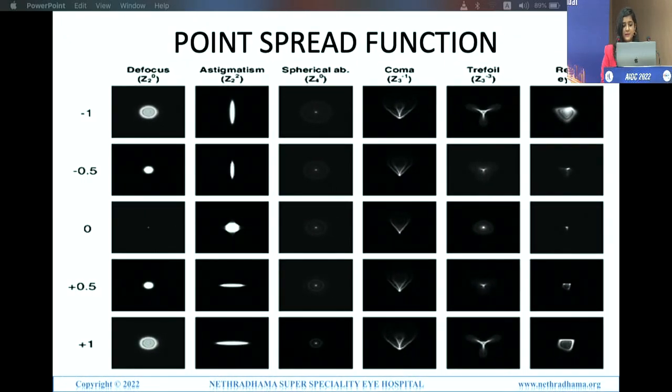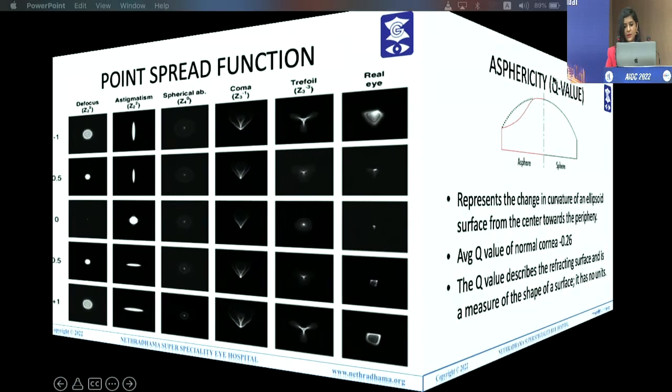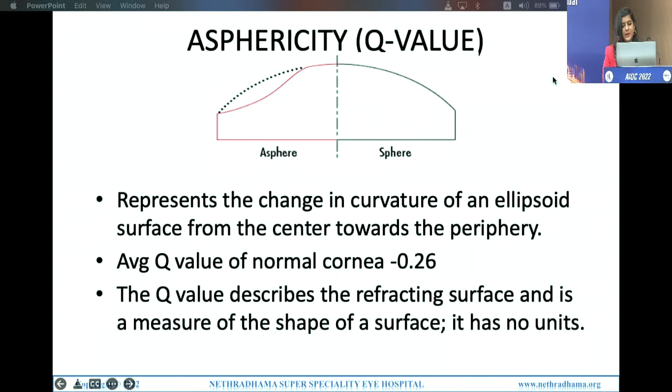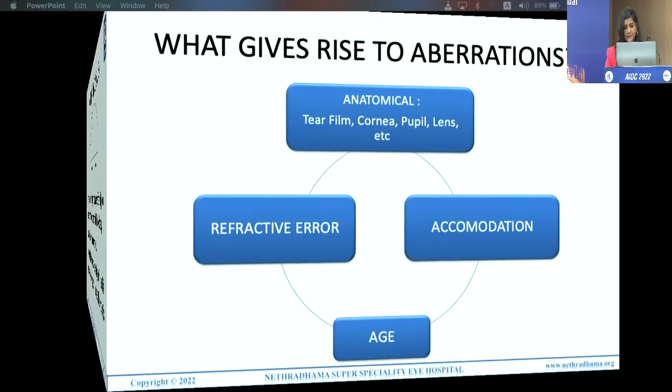Now point spread function: a point source of light, how does it fall on the retina? That's how these maps look. So let's take for example spherical aberrations. It looks like the point source of light is just spread out in circles. Coma looks like a comet-shaped aberration, and trefoil looks like a Mercedes-Benz kind of symbol. Another parameter that we talk about in aberrometry is the Q value. That is nothing but a number which tells us the shape of the cornea.